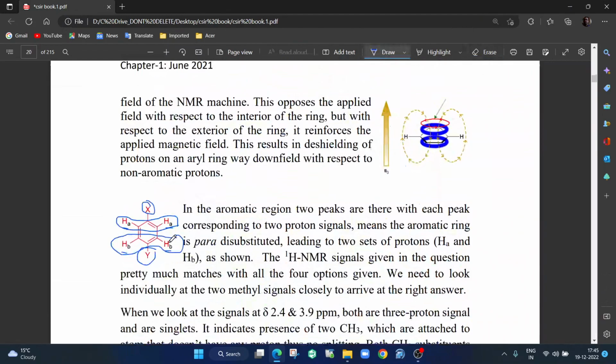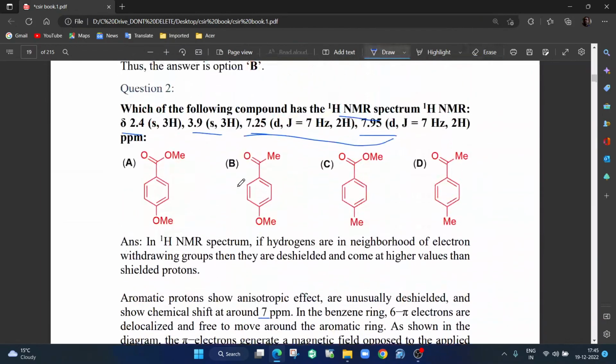And now this will come as a doublet, because HA is different from HB, so HB will be split by HA as a doublet, and HA will be split as a doublet by HB. So clearly it is a para-substituted product. So all of them are para-disubstituted products. So we don't know till now which one of them it is. Now we have to look at the other thing.